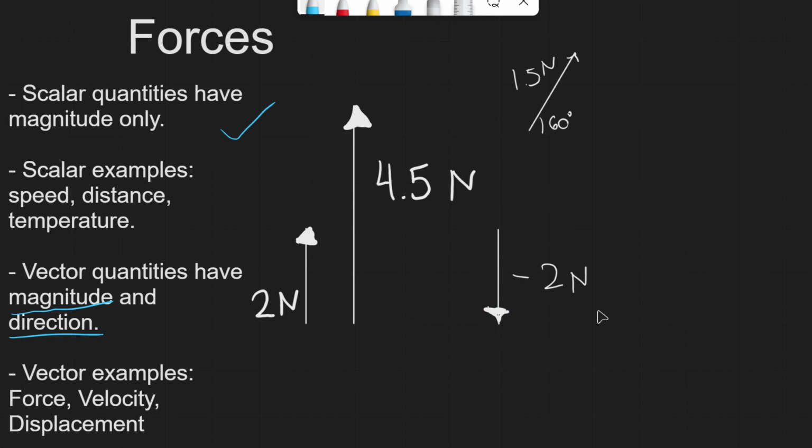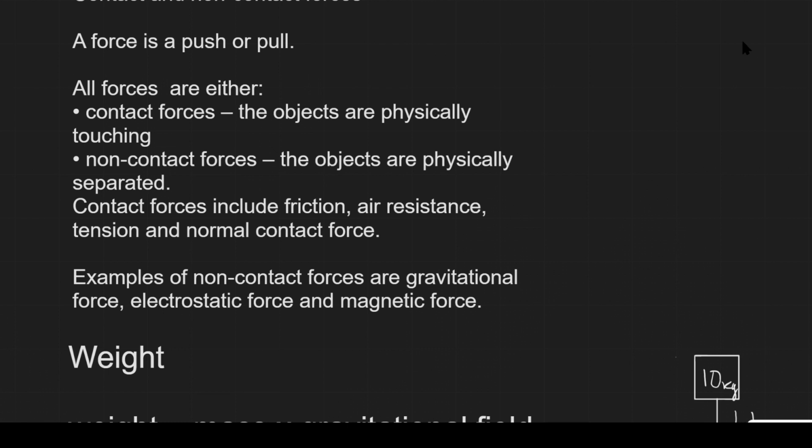You may come across a negative sign as well for the force if it's in the opposite direction. For instance, this one here is plus 2 newtons and this one here is minus 2 newtons. The force could also be at an angle, such as this vector right over here. So typically a force is simply a push or a pull.